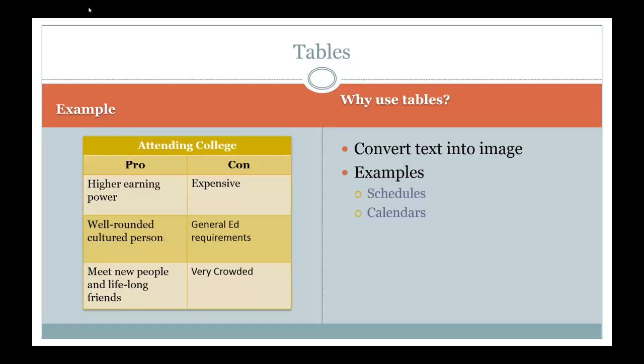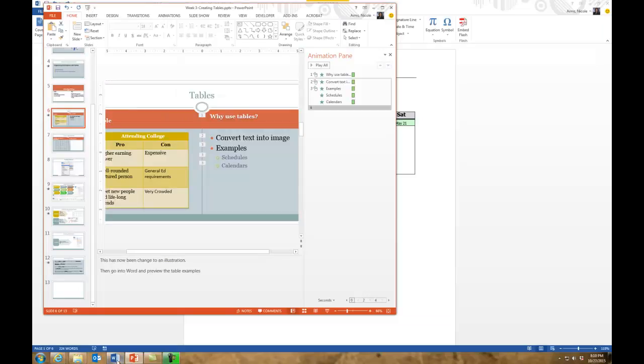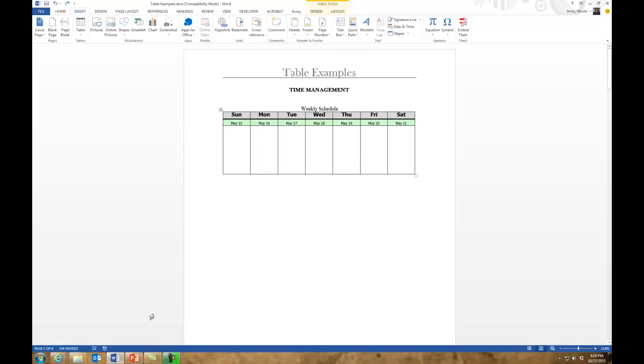At this point, let me just show you an example of some tables that have been created. So I'm going to just hop out of my PowerPoint real quick, and I'm going to jump into Word, and we're just going to see some examples here. So this is an example of time management. As you can see, I have about 1, 2, 3, 4, 5, 6, 7 columns, and I have 3 rows here. And this could be seen as a weekly schedule.